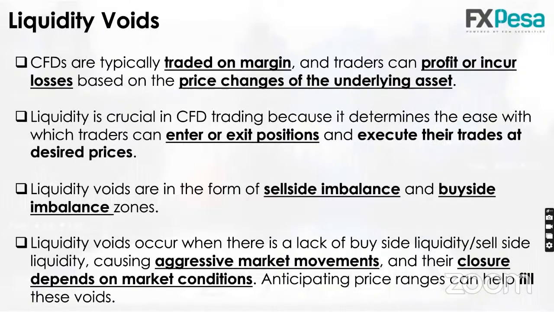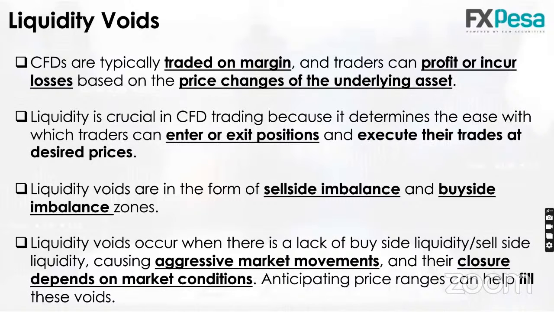So I'm sure most of you, of course, understand what CFDs are and how CFDs are traded. We are saying CFD trading is essentially margin trading. And of course, we benefit from buying or selling by depositing a certain amount of money in our brokerage account. And that's what we actually utilize when we're doing any trading. So liquidity voids, just as you can see here, are in the form of sell-side or buy-side imbalance zones. And essentially what we are usually looking for is these sell-side or buy-side imbalances, for us to trade into them, or buy or sell into them, so that we can make money.